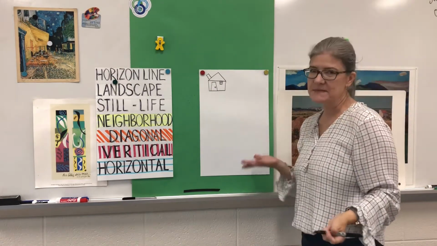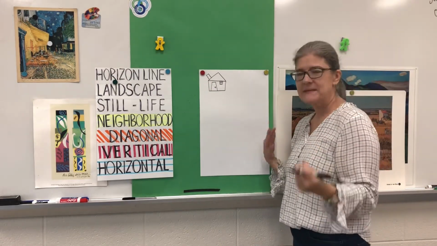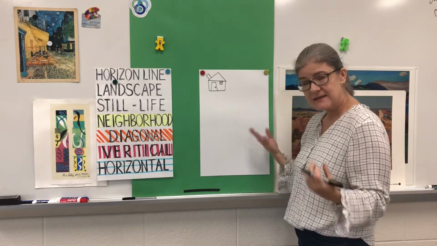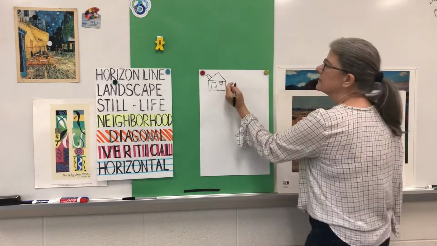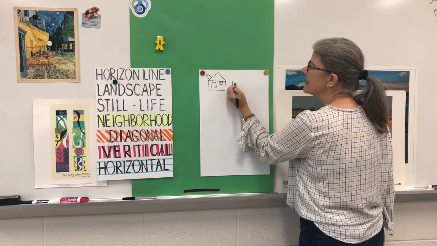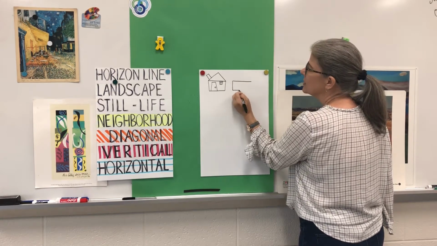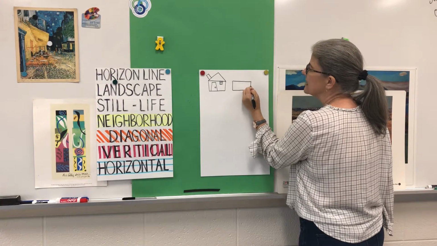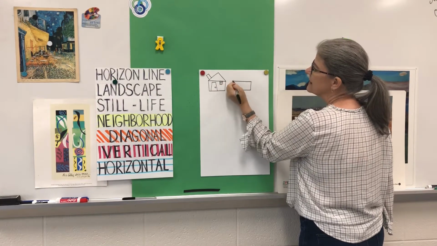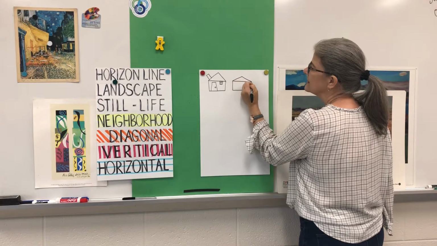So I want to show you something else that copies nature, or the way that we see things in real life, a little bit better. I'm going to make my rectangle. I always kind of pick up my marker. It helps me keep my corners nice. And I'm going to draw the same kind of roof like this.